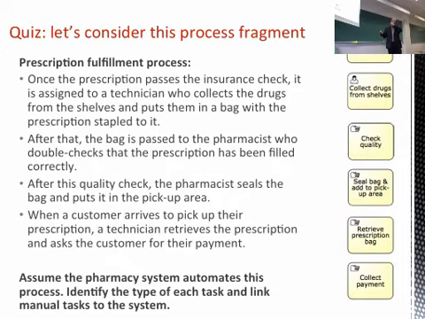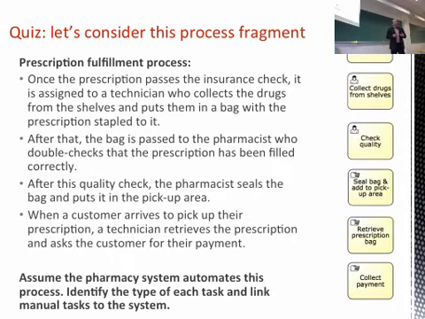Check quality. How do I turn this manual task now into a user task? Check the labels. Exactly. The pharmacist will take a bag, scan it, check it, and mark it's done, right? Completed. Or scan it again to say it's completed, depending on what the conventions are. So I can turn that into a manual task.